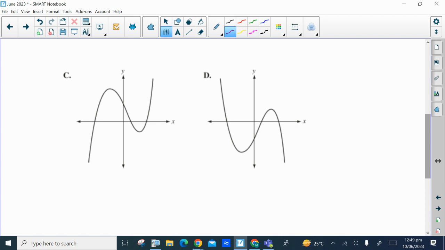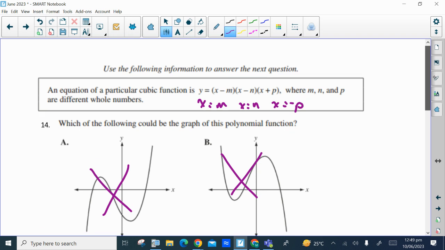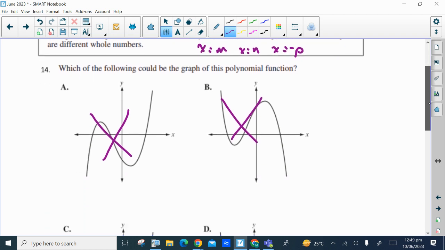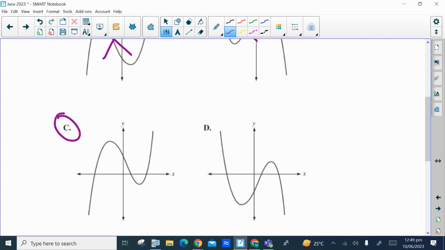What's different about them is their end behavior. C falls to the left and rises to the right, which means that the initial term coefficient would have to be positive. Whereas D rises left and falls right. The initial term coefficient there would have to be negative. Just like a negative slope on a line rises left and falls right. So if we look back at our equation, there is no negative sign in front of the brackets anywhere, which means our initial term coefficient would be positive. So C is the correct answer. It has to fall to the left, rise to the right, just like a line with a positive slope.